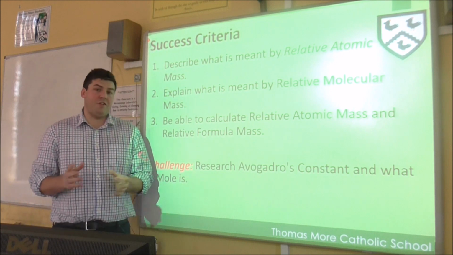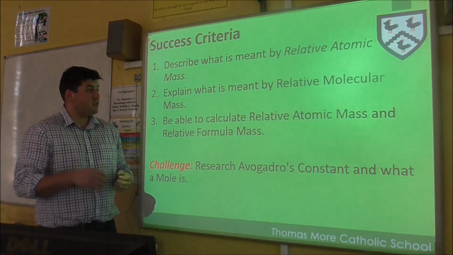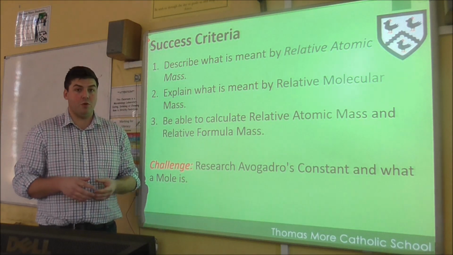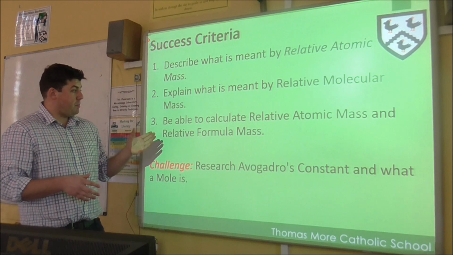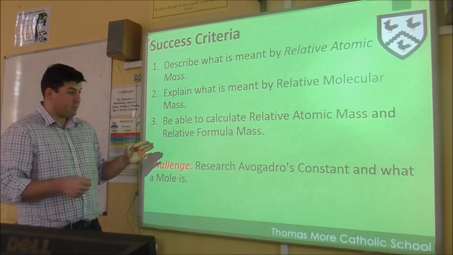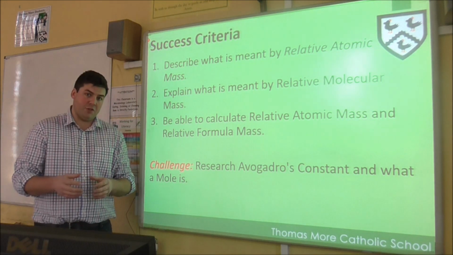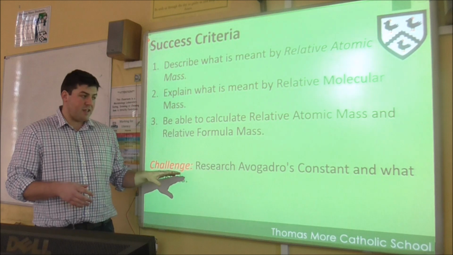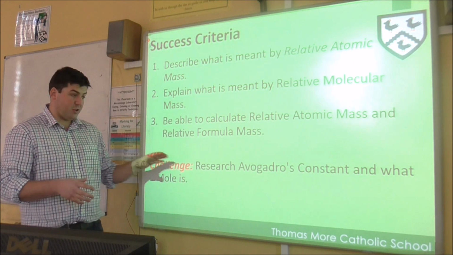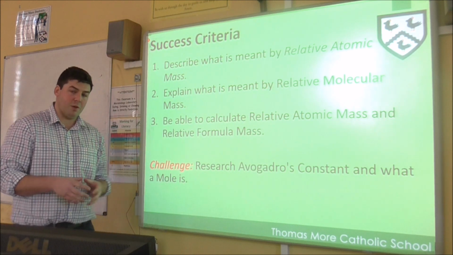So what you should get out of this tutorial is as follows. Describe what is meant by relative atomic mass, explain what is meant by relative molecular mass, also known as relative formula mass, and be able to calculate the relative atomic mass and relative formula mass. If you're looking to start A-levels next year, it'd be a good idea to look up Avogadro's constant and what a mole is. Also, if you're pushing for your GCSE 8s and 9s, you should be able to understand both of those terms.